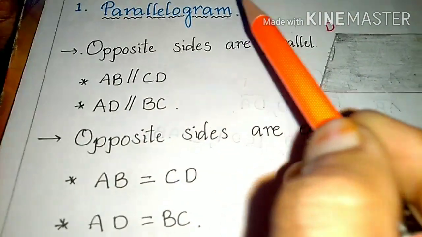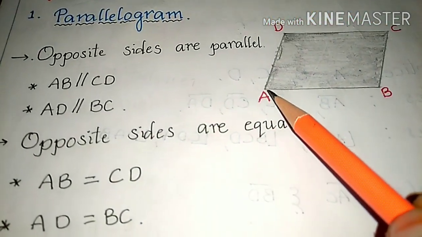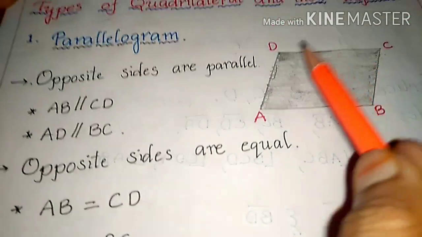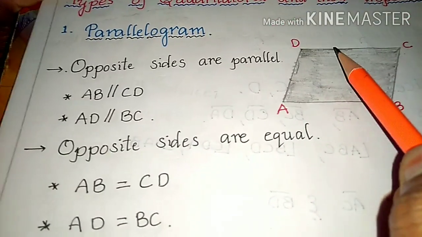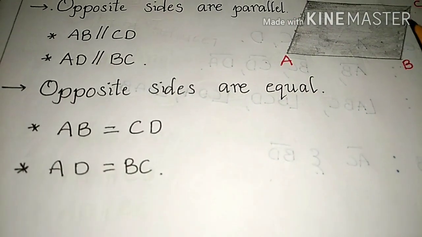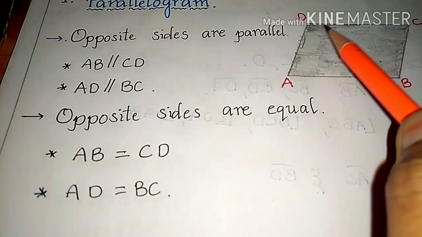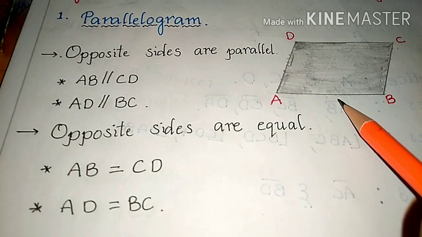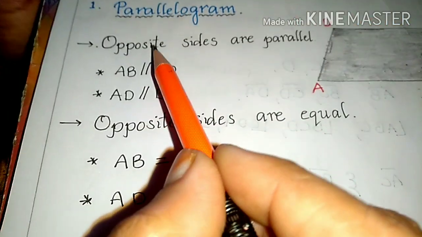So here is a diagram of a parallelogram, quadrilateral ABCD. It is a simple closed figure bounded by 4 line segments. It is called a parallelogram. It is a quadrilateral also. Okay, so here are the properties.